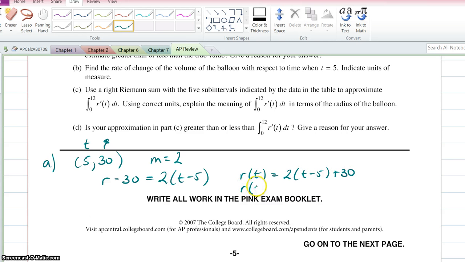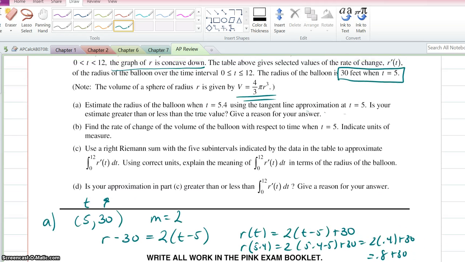Now we're going to plug in the point we want, which is 5.4. We get 2 times 0.4 plus 30, which is 0.8 plus 30. So 30.8 feet is our estimation.